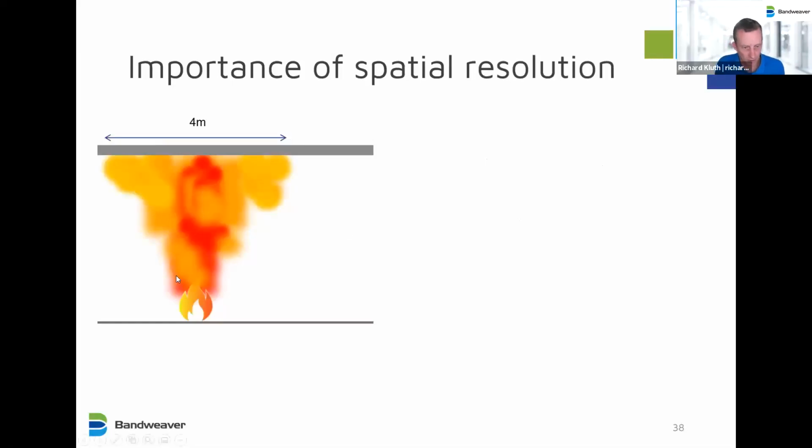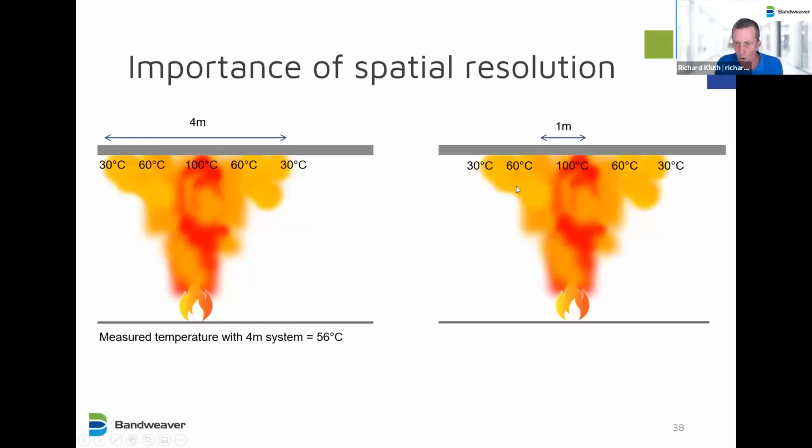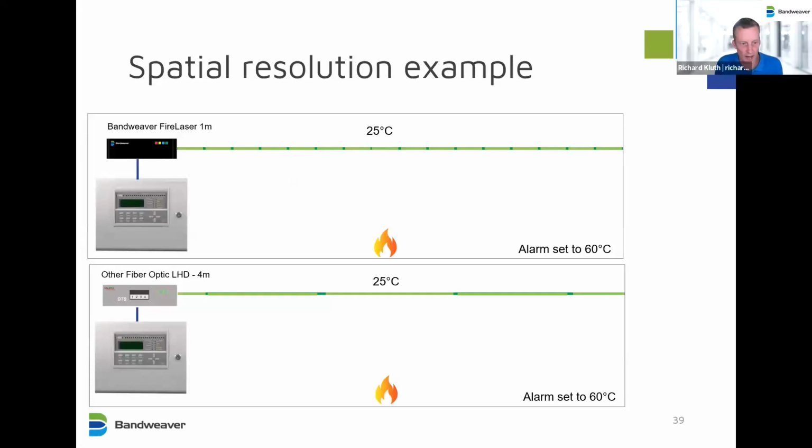So if we have an example of a fire here, where the plume of the fire is 4 meters at ceiling height, this is a relatively small fire, so the hottest temperature here is 100 degrees C, but at the extremes of the 4 meters, it's as low as 30 degrees C. We'll see with a 4 meter spatial resolution, you're actually measuring 56 degrees C. With a 1 meter spatial resolution, you're measuring at the 100 degrees C. So you're measuring the hottest point and you're detecting 100 degrees C. So we'll show how that works in an alarming environment.